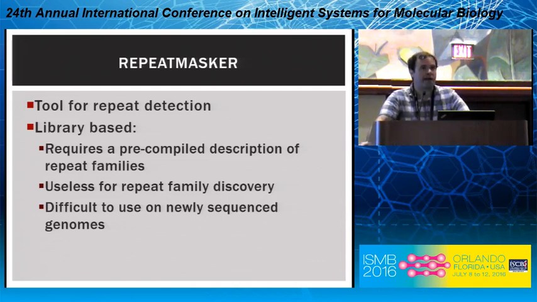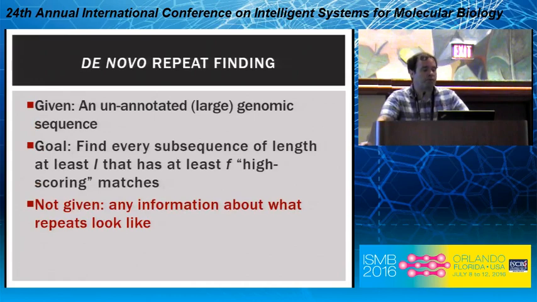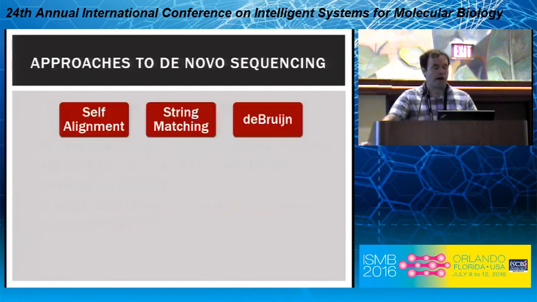So if you have that library, REPEATMASKER is the tool to use, but it cannot discover new families. And if you have, say, a newly sequenced genome where you haven't developed the library, and you don't have any closely related sequenced genomes where you already have a library that may be applicable, then you have to have some way of finding the initial family, creating the library. All right, so this is the problem of de novo repeat finding. Given an unannotated large genomic sequence, find every subsequence of some minimum length or longer that occurs at some frequency across the genome.